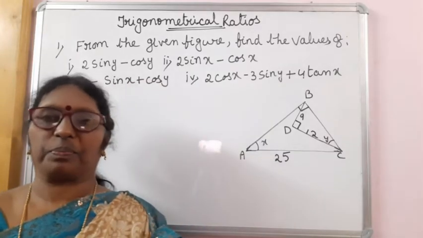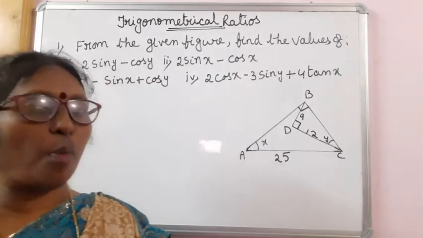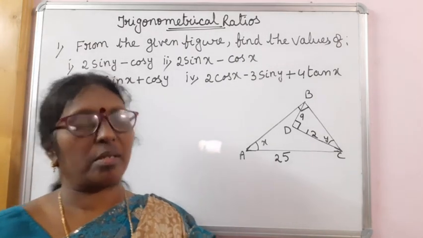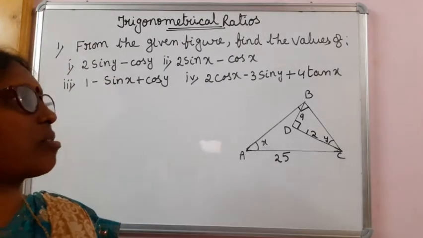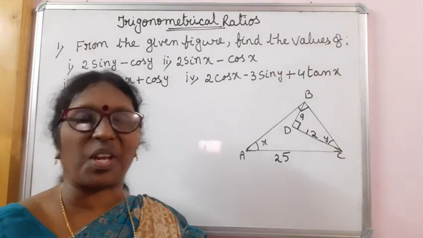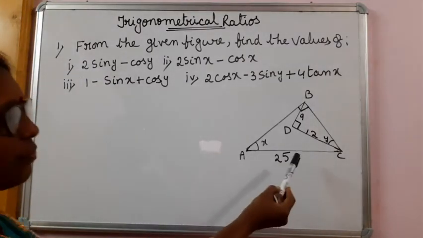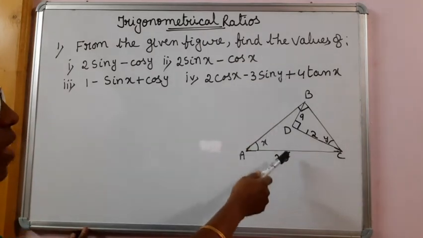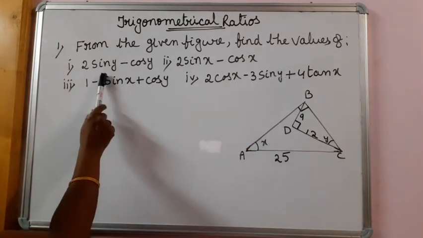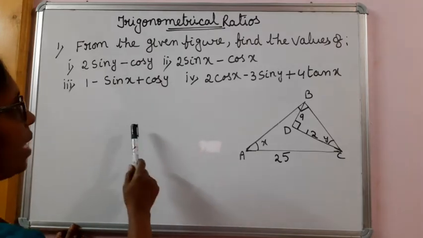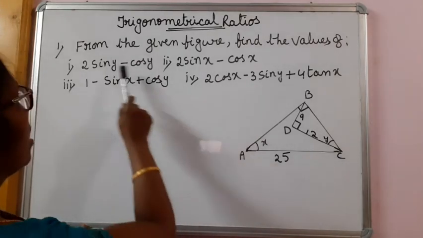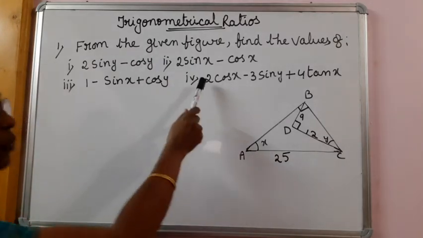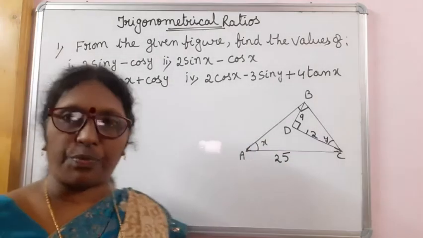Hello, welcome. Today let us have a problem based on trigonometrical ratios. The problem is figure based and also a very interesting problem. The given figure is this. In this figure, we have to find the values of 2 sin y minus cos y. There are 4 bits, 1, 2, 3, 4 bits. These values we have to find from this given figure.